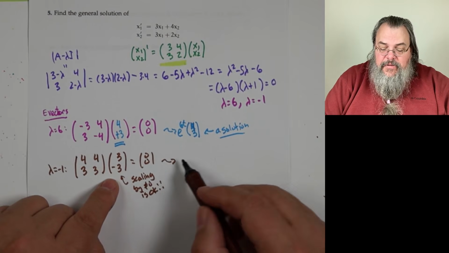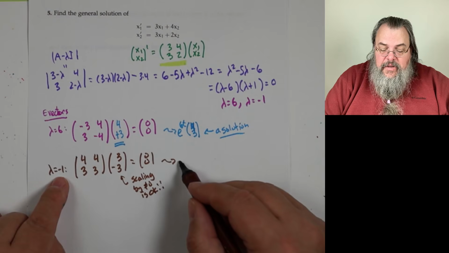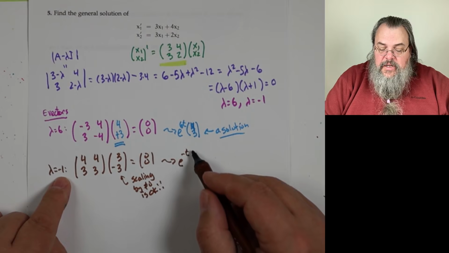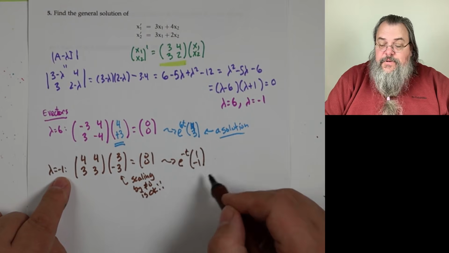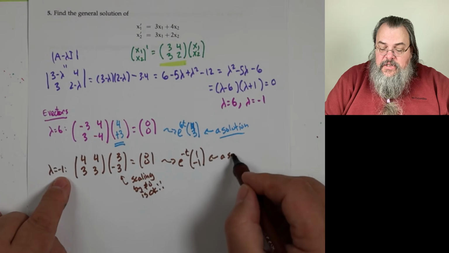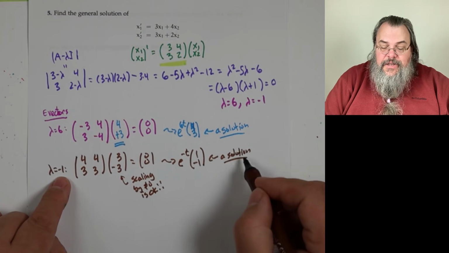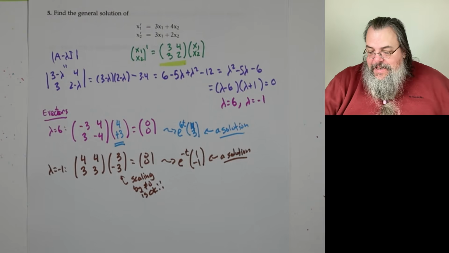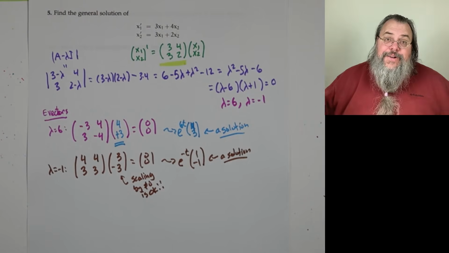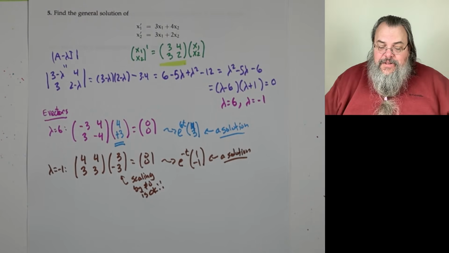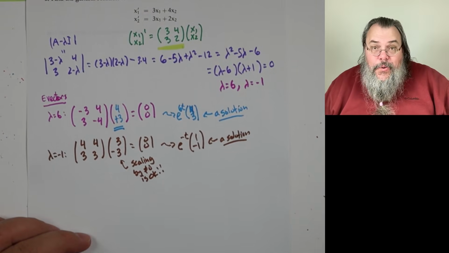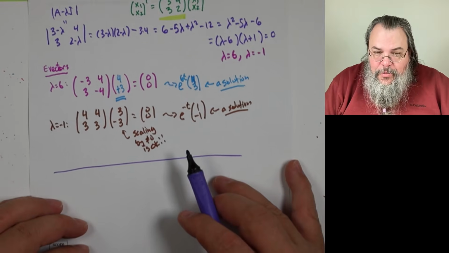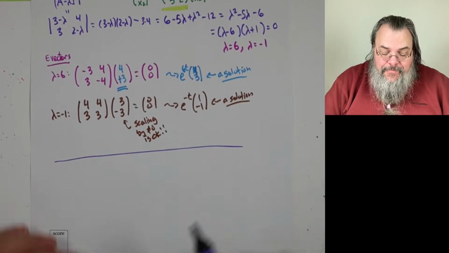So what does that give us? Well, it says e to the minus t, sorry, that's minus 1 times t, times 1, minus 1. That was the scaled version. That's a solution. Now here's the cool thing. We've now found two solutions. Because they came from distinct eigenvalues, they're guaranteed to be linearly independent. And at this point, we're like, cool. So we can take linear combinations.